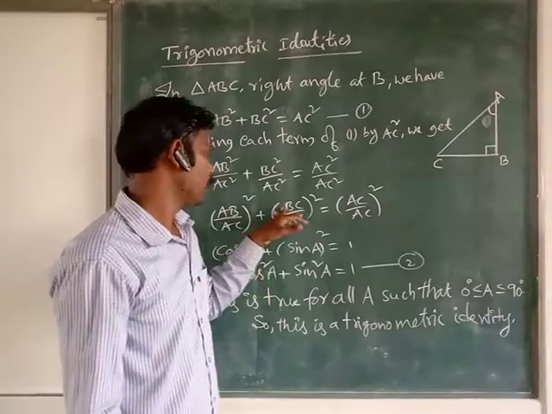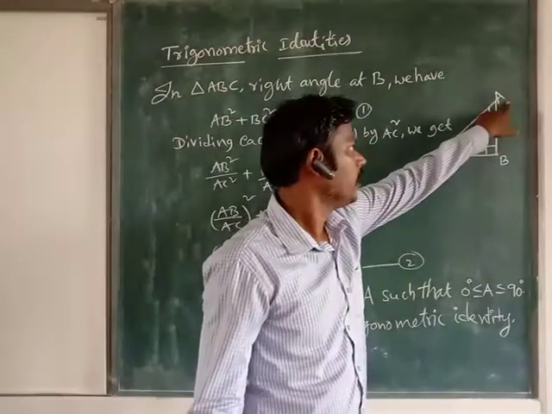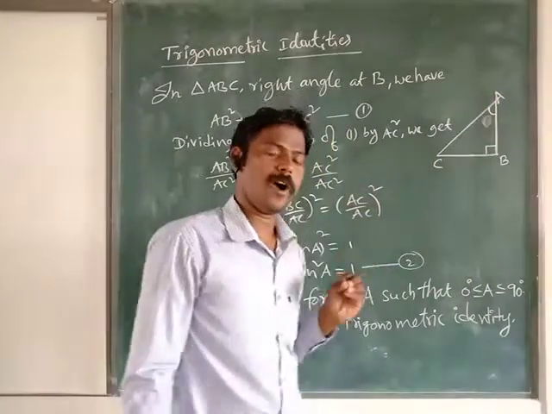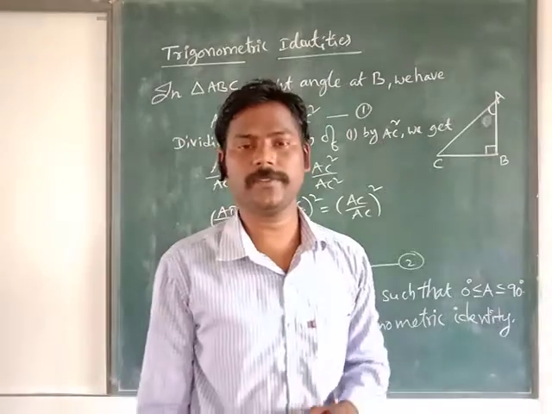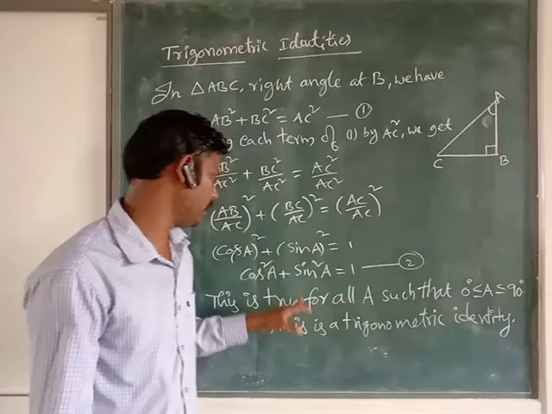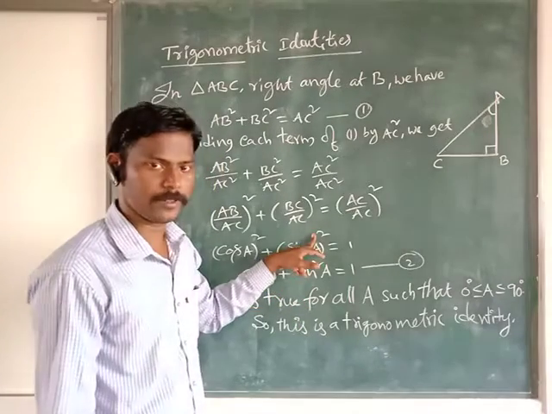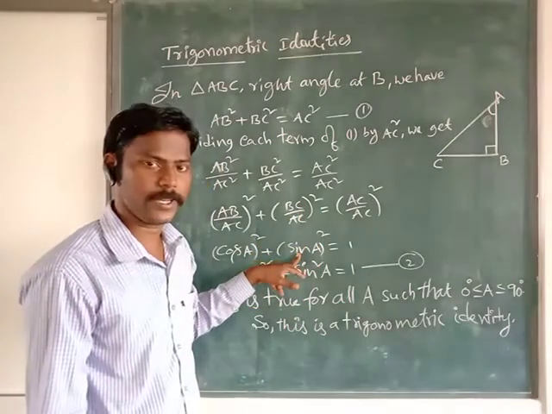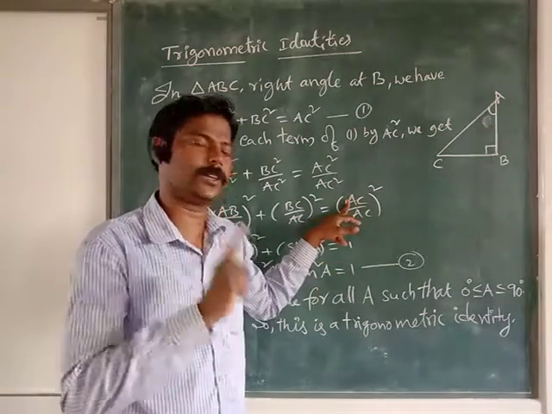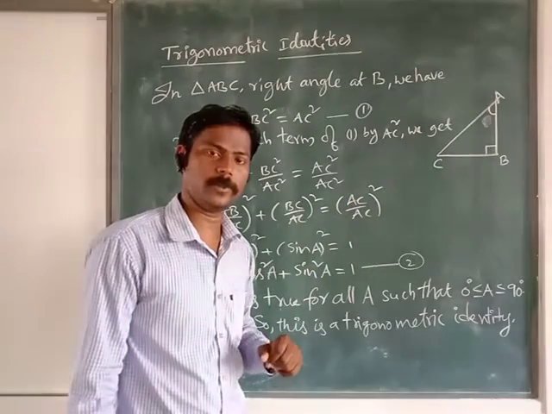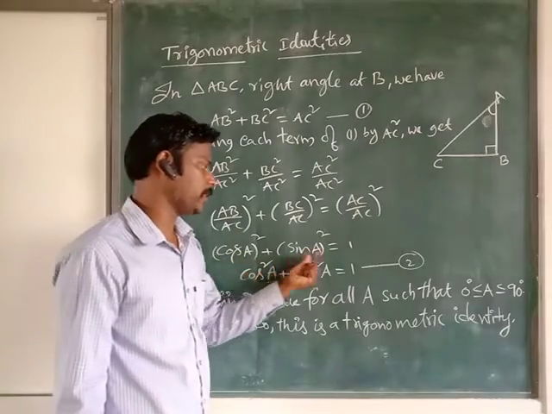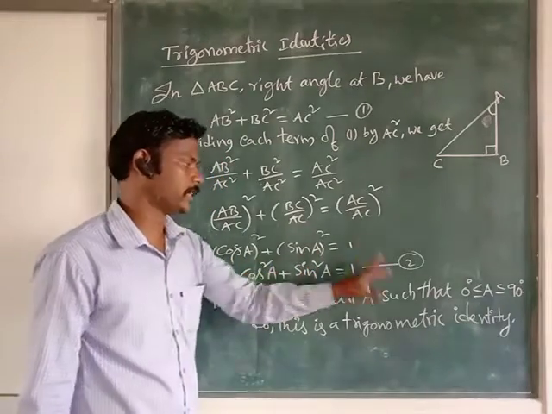Okay, so next BC by AC. For the angle, the opposite side is what? BC. What is the hypotenuse? AC. Opposite by hypotenuse, which trigonometric definition? Sin theta. So here A is there, that's why (sin A) whole square. BC by AC means sin A whole square, equal to AC by AC, how much? 1. 1 power 2 means 1. That is what you got: cos square A plus sin square A equal to 1. Let it be equation 2.